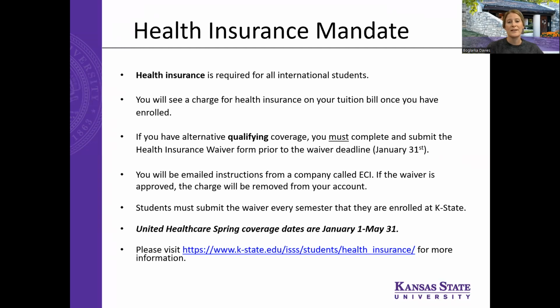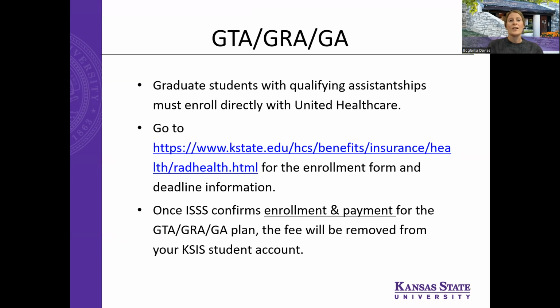You can visit the K-State ISSS website for more information about health insurance. If you are a graduate student who has a qualifying assistantship, you must enroll directly with United Healthcare. You can go to the K-State HCS benefits website for the enrollment form and deadline information. Once ISSS confirms enrollment and payment for the GTA, GRA, or GA plan, the fee will be removed from your Cases student account.